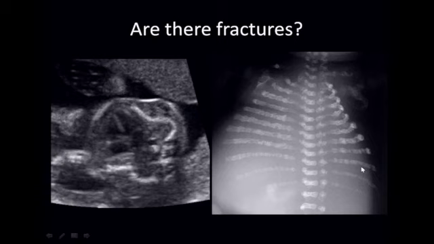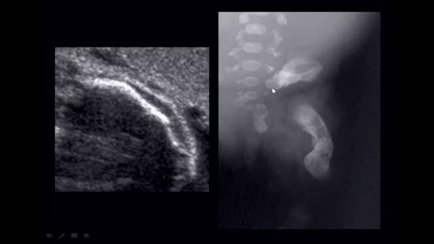This is a neonatal chest x-ray, and you can see that the ribs are extremely irregular. This is referred to as beading of the ribs, and you can see this on ultrasound as well, and that is because of many small fractures all lined up along the length of the rib. If you see fractures, there's only two things to think about.